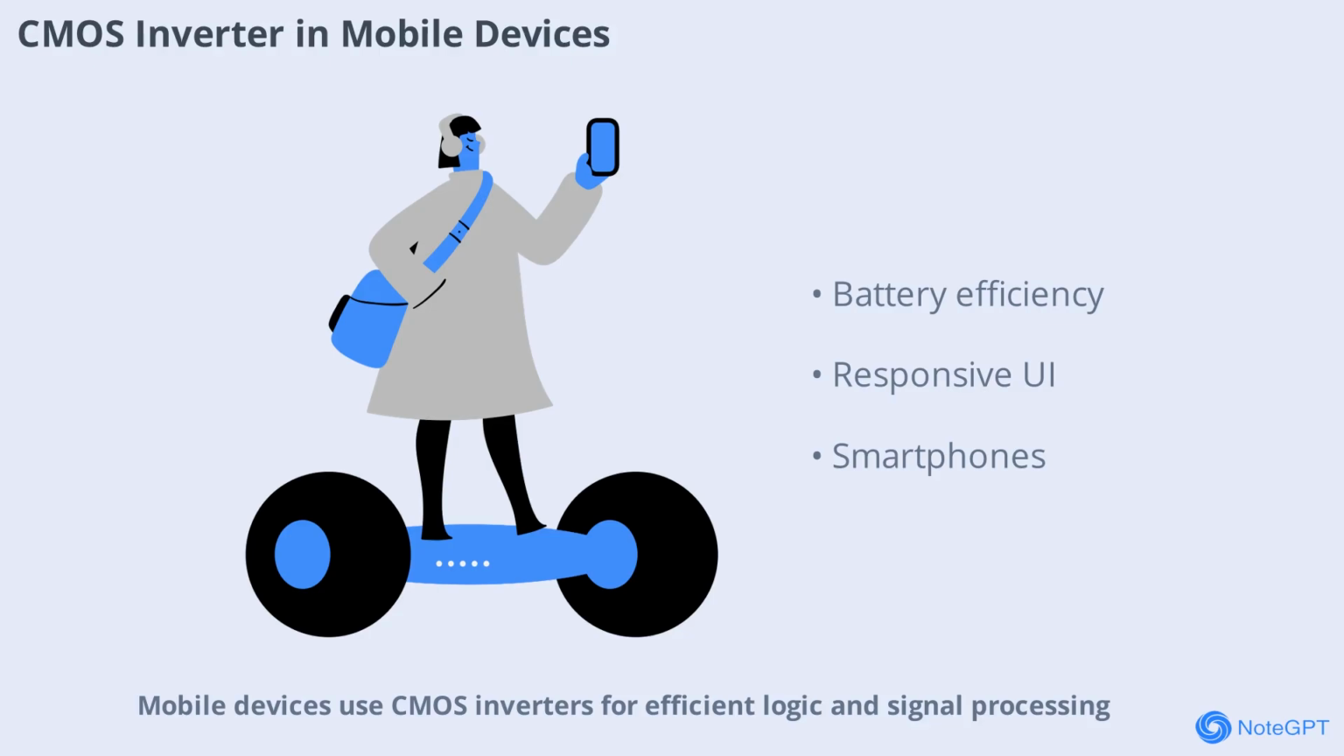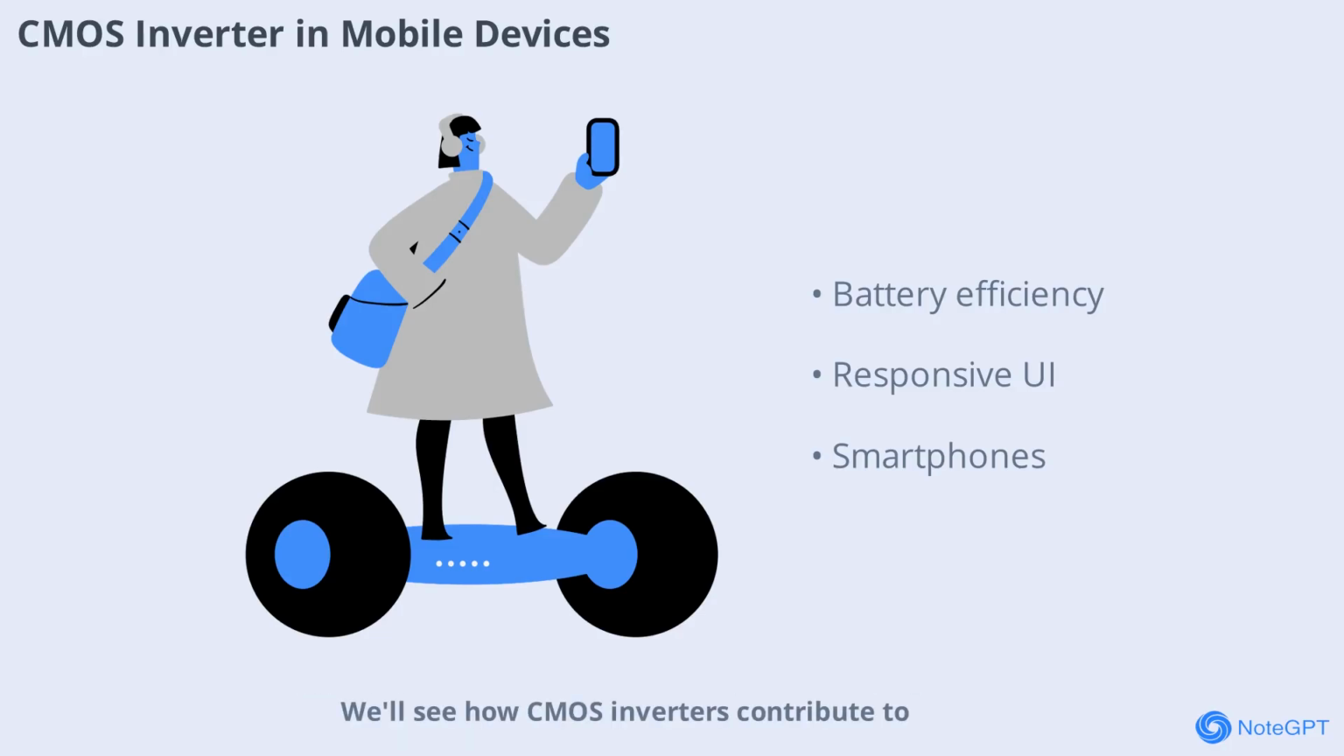Mobile devices use CMOS inverters for efficient logic and signal processing. Their low power consumption is crucial for battery life, while their speed supports responsive user interfaces. We'll see how CMOS inverters contribute to the performance and reliability of smartphones and tablets.